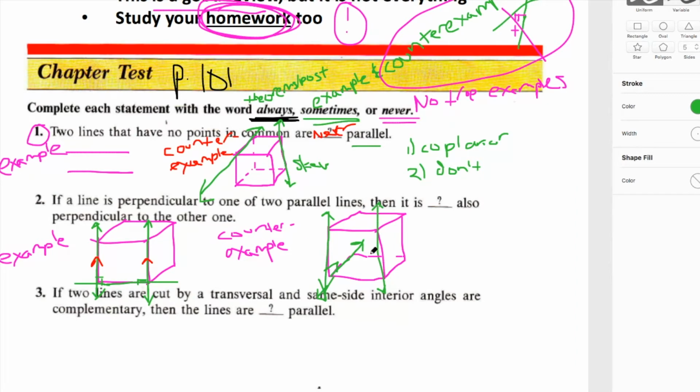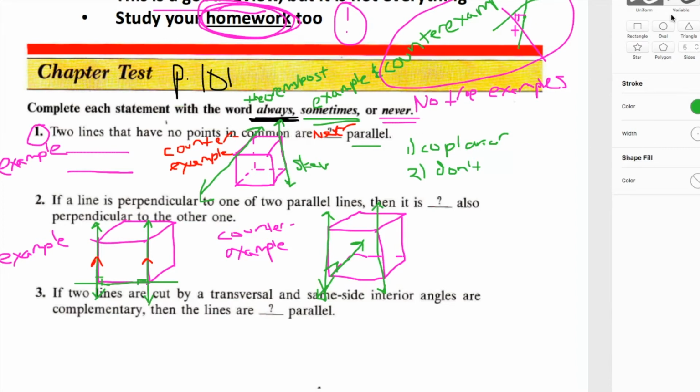So here's your counterexample here. It's possible for a line to be perpendicular to one of the parallel lines, but then be skewed to the other one of the parallel lines, okay? So this is where it should have said, if a line in a plane is perpendicular to one of two parallel lines in the same plane, right, then it would have to be perpendicular to the other one.